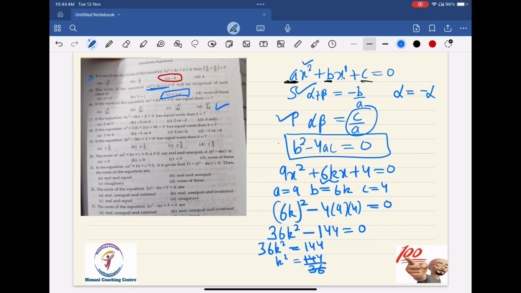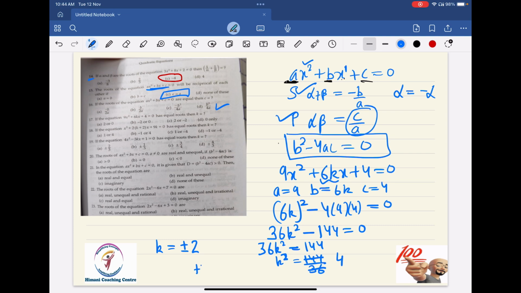And you can get this as 4. Now, k square is 4. So, whenever you get a variable with a square, we will have to take the square root. You just need to ensure that you write the answer as plus minus 2 here because the square root of 4 is 2, but k would be either plus 2 or minus 2.